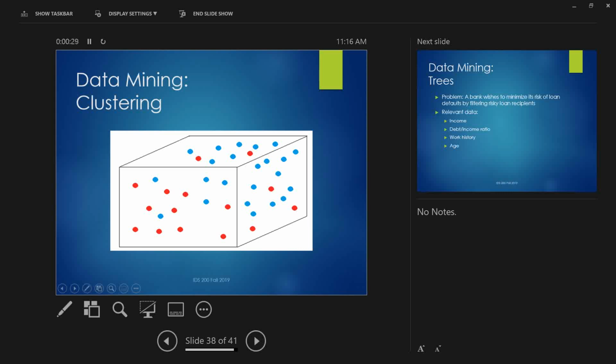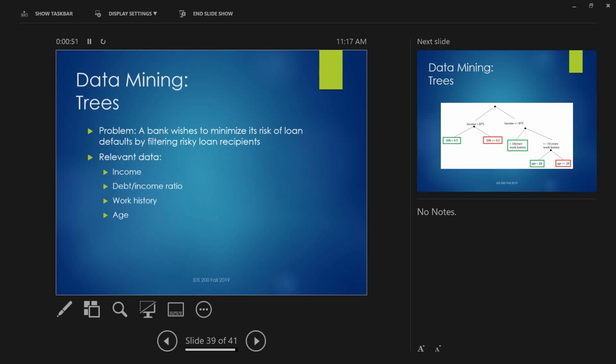Okay? So that's fundamentally what clustering is. You have all that data in a single box and you try to identify subgroups of it that say, oh, all of this on this side is like this, all of it on the other side is like the other case. That's what clustering is. So clustering is actually a simple case of what I'm going to follow up with: trees.